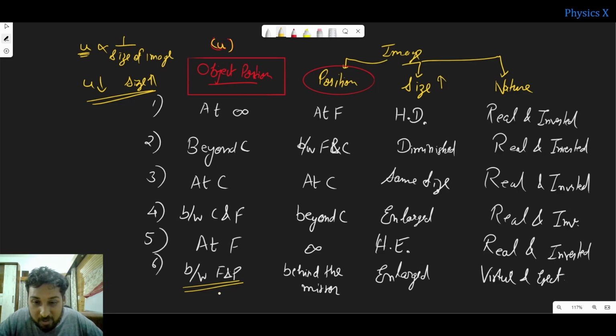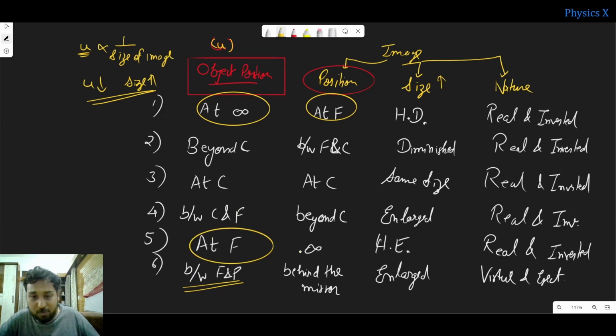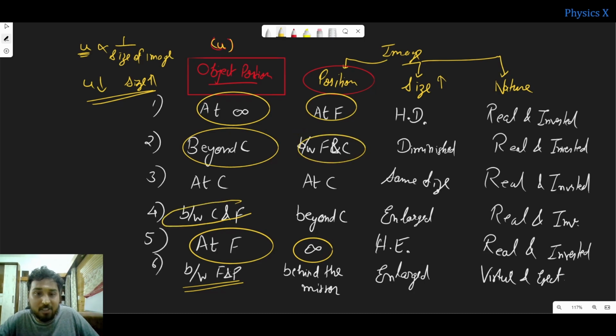Okay, so this is how you can learn. See this, when the object is at infinity, the position of image is at F, right? And when the object is at F, the image position is at infinity, it has reversed. When the object position is at C, the image formed is between F and C, right? Now when the object is between F and C, then the image position is beyond C.